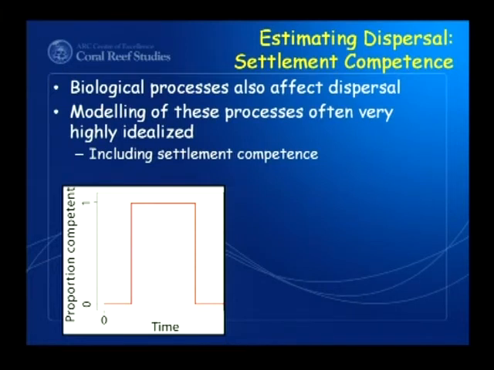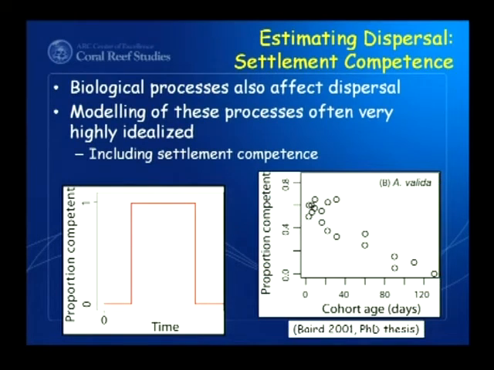It's what I'll call the rectangular competence model. The idea is larvae spend some period of time in the plankton developing and becoming capable of settlement. Then at some time they all become able to settle, and they retain that for some maximum planktonic duration, and then they all lose the capacity to settle. The problem is that data suggests quite a different pattern. This is the coral Acropora valida, and you can see that competence is lost quite gradually in a cohort of larvae from about 3 weeks after spawning all the way out to about 4 months.